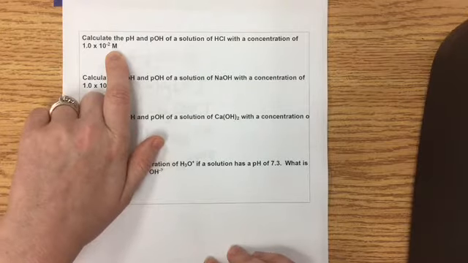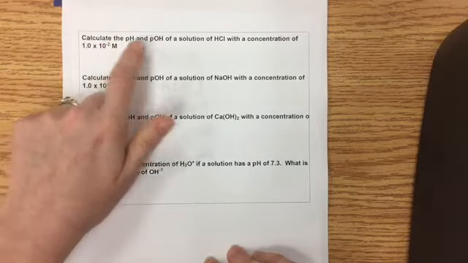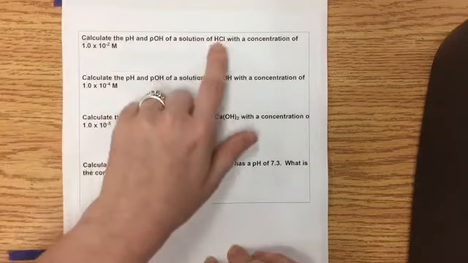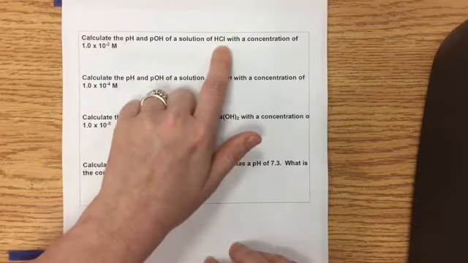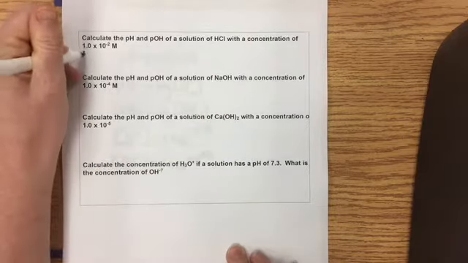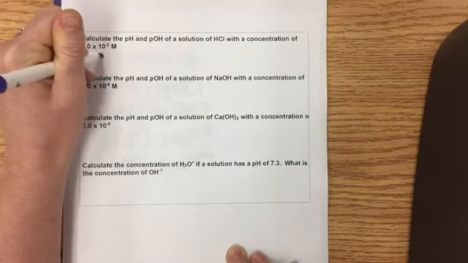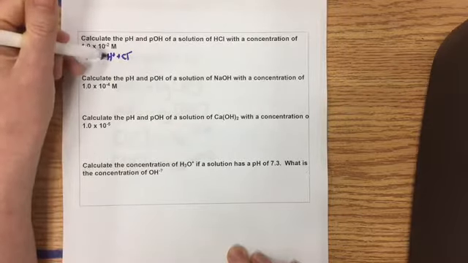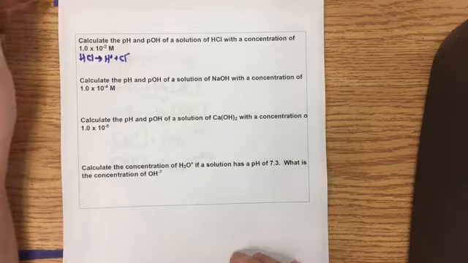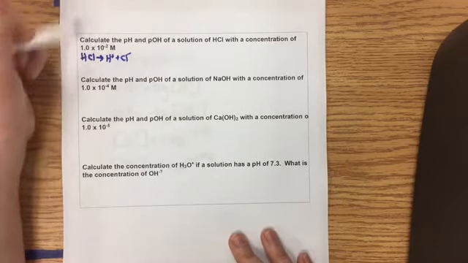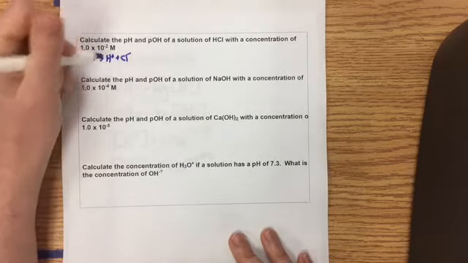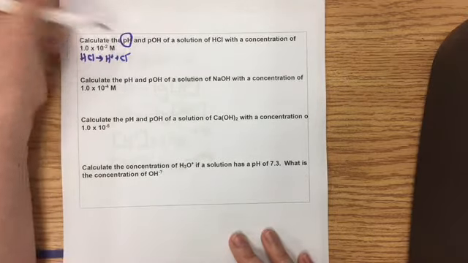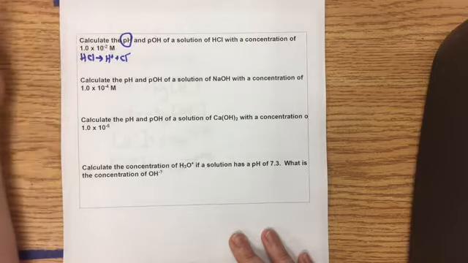Okay, so the first thing I have to do is decide, am I going to find pH first or am I going to find pOH? Because it depends on what I'm given. I've been given HCl. I know that HCl, when it dissociates, is going to ionize into H+ and Cl-. Since it's going to be producing an H+, I know according to the Arrhenius theory that that is going to be an acid. Since it is an acid, I'm going to find pH first. Acids, we're always going to use pH first.